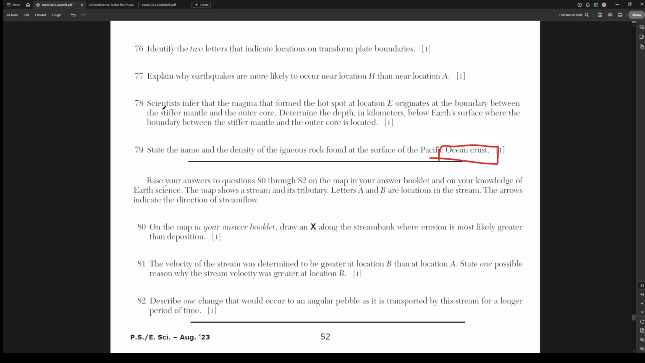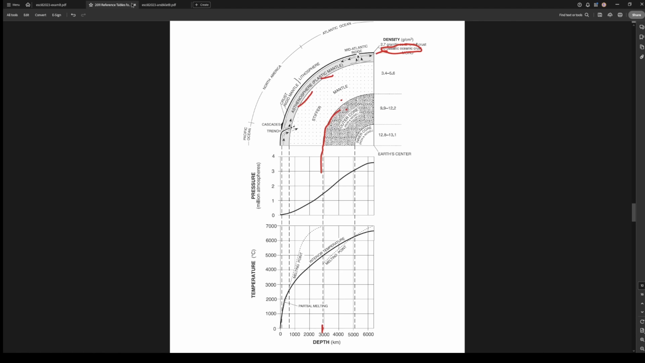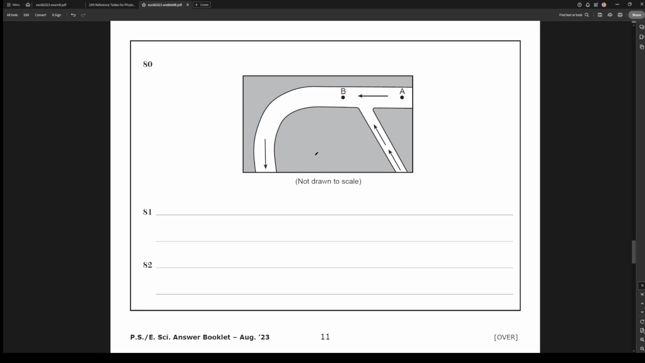Alright, we're on question 80. On the map, draw an X along the stream bank where there's more erosion than deposition. Okay. Here. On the outside of the curve, because that's where it's going to be fastest. So there's going to be more erosion at that spot there.